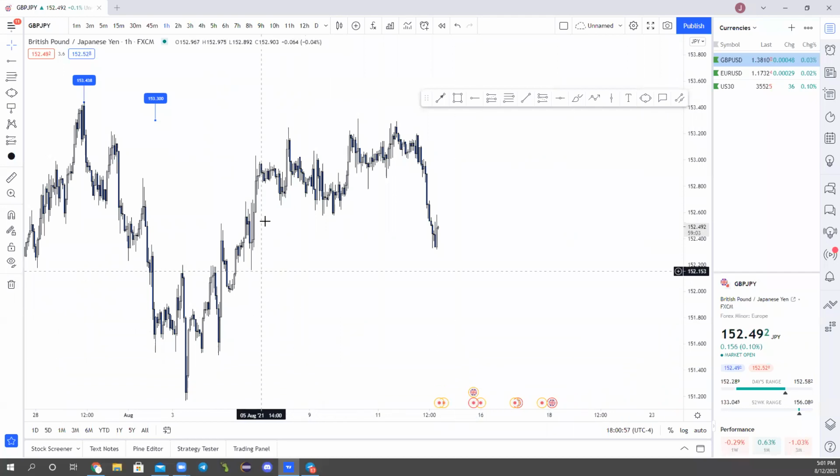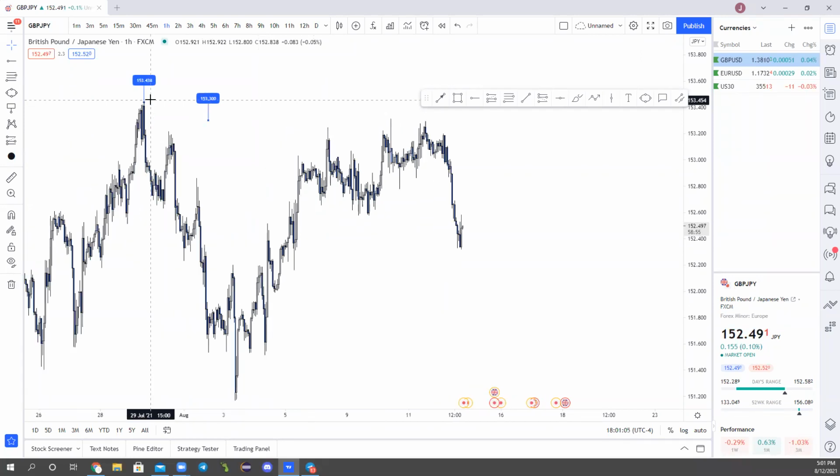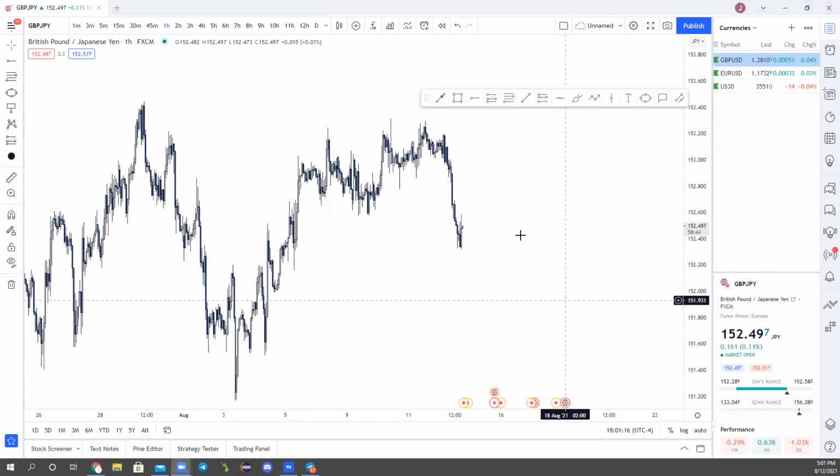That's cool. Thank you. And if you hover over something and then click the scroll wheel down, it deletes the single object. That's something else that I recently learned. So yeah, TradingView is fantastic.